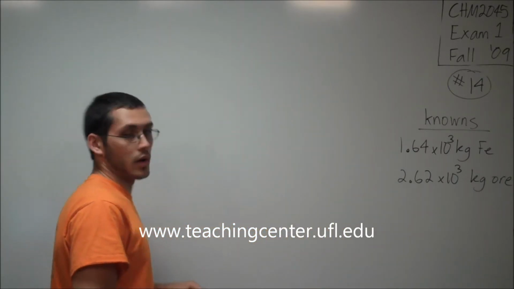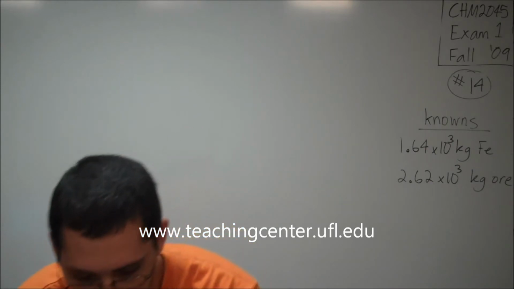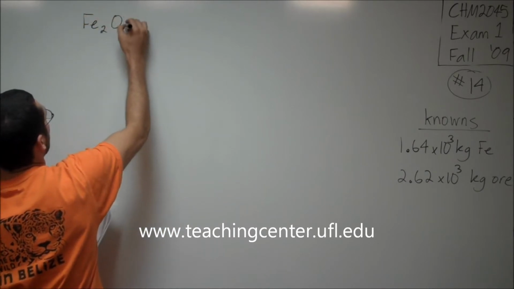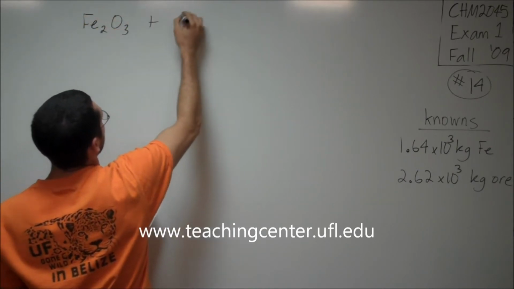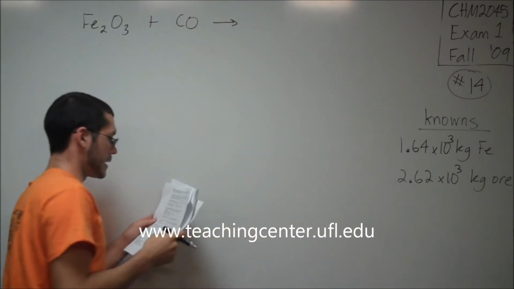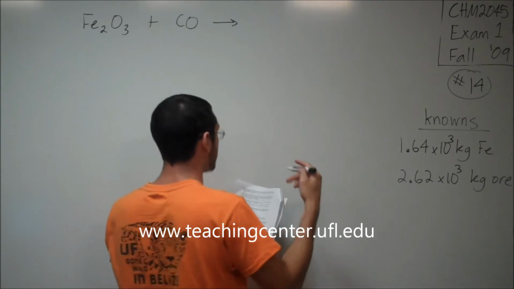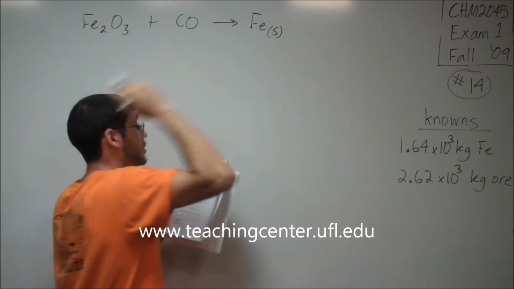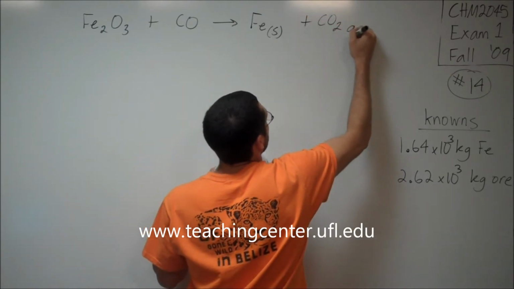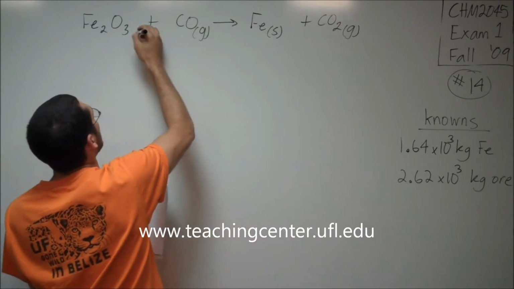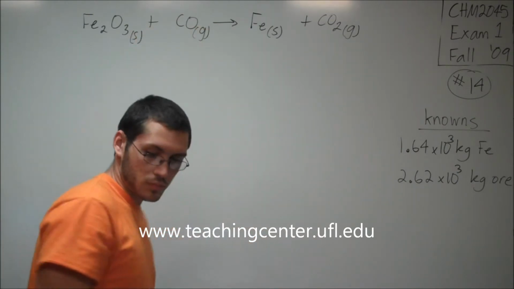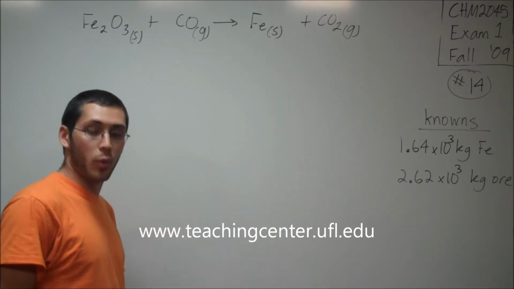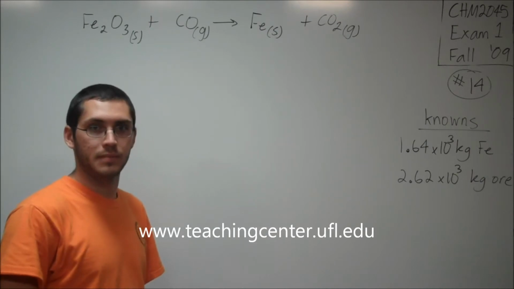So let us develop an equation for what's going on. It tells us that the hematite, the Fe2O3, is allowed to react with carbon monoxide in a blast furnace, and then cast iron, solid, doesn't really matter, and carbon dioxide are produced. CO2 gas, and this is solid. So then we have to balance this. Now this is a little bit unorthodox of a reaction, and everybody has their own way of balancing. So I'm going to do it my way.